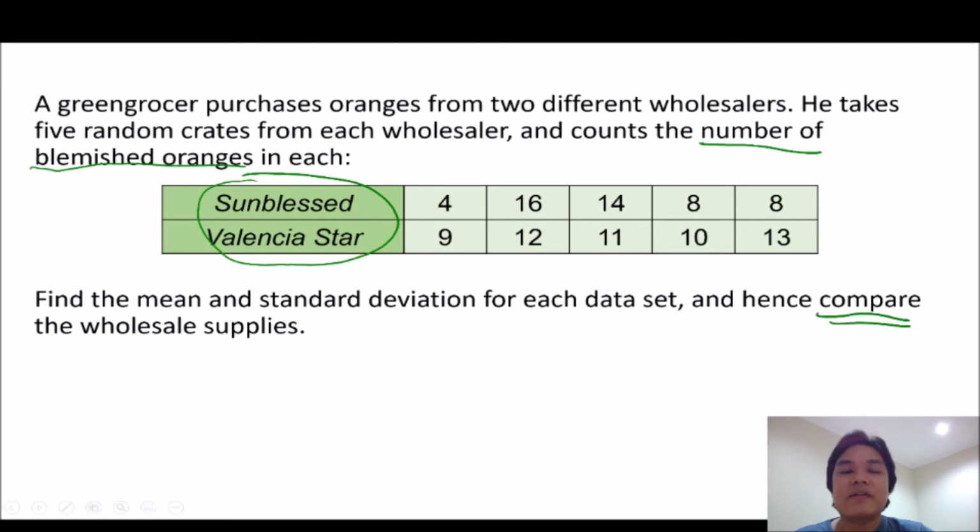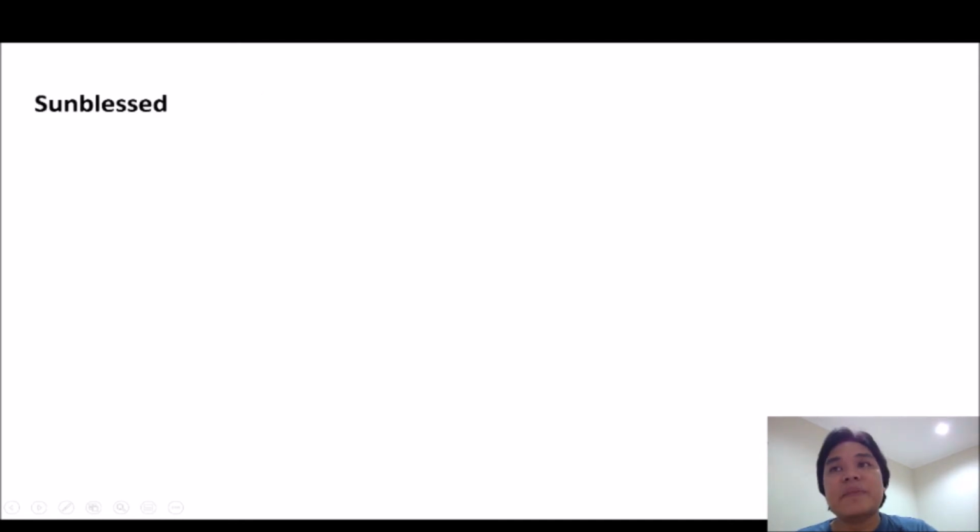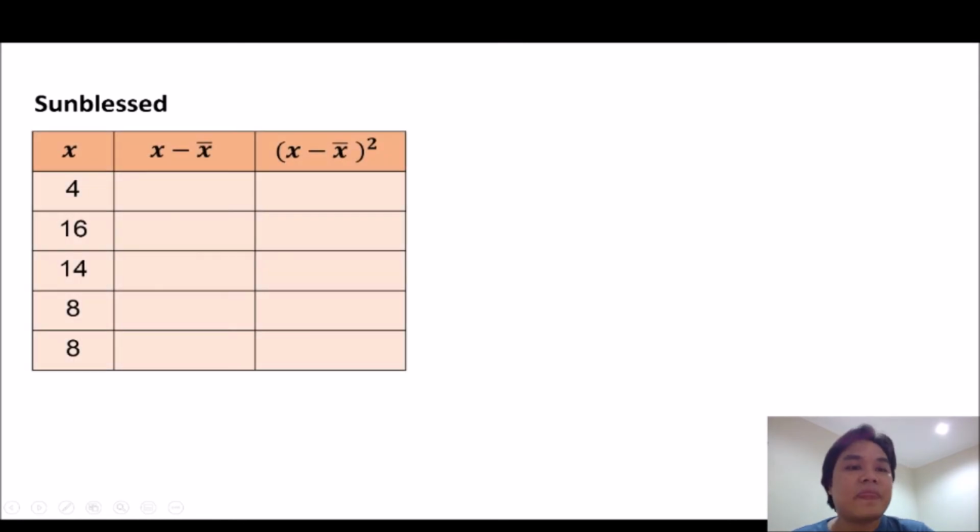Okay, so it means after we calculate the mean and standard deviation, we need to interpret it. So let's start with calculating the mean and the standard deviation for Sunblest oranges. I put a table like this so that later on it will be easy for us to calculate the standard deviation. Let's begin with calculating the mean.